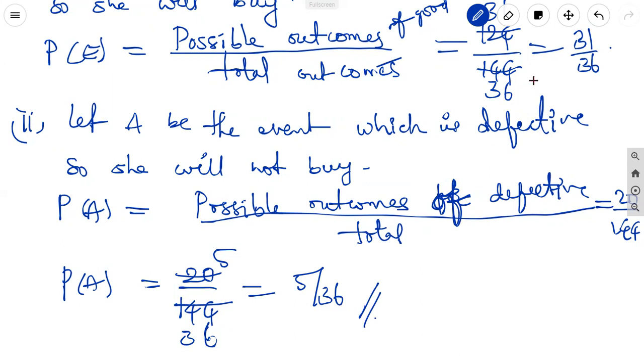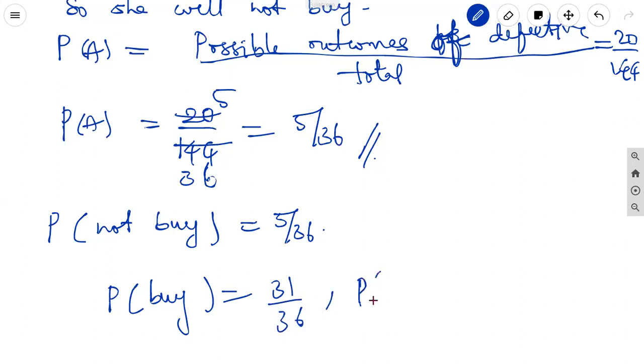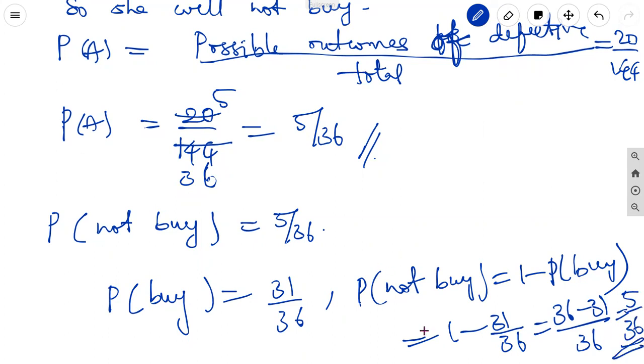Or we can subtract. If we know the good ones, then we get the bad ones probability. If we know the probability of buy case equals 31 by 36, we have the relation: probability of not buy equals 1 minus probability of buy case. It is equal to 1 minus 31 by 36, equal to (36 minus 31) by 36. You subtract it, 5 by 36. You can do it like that also. That is the complementary condition of the probability. Okay.